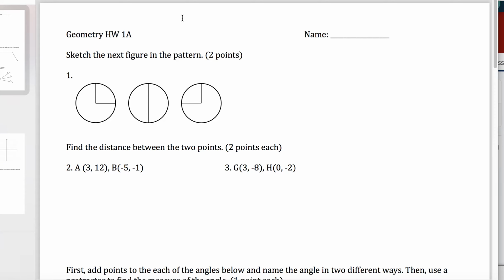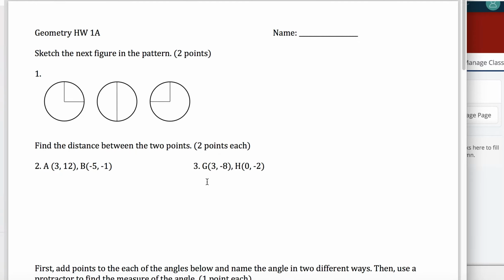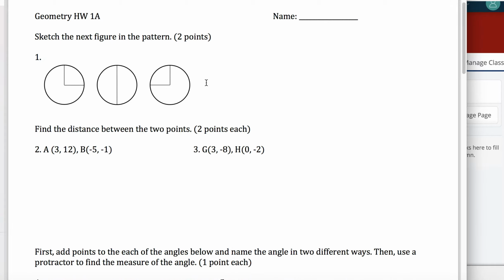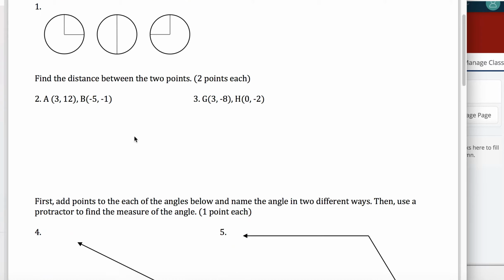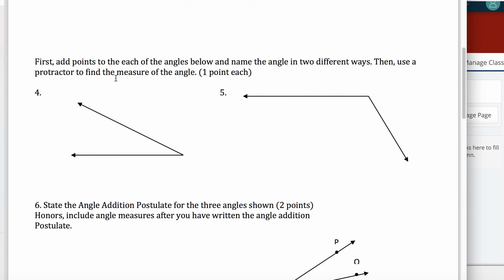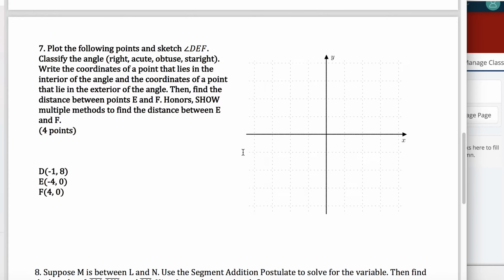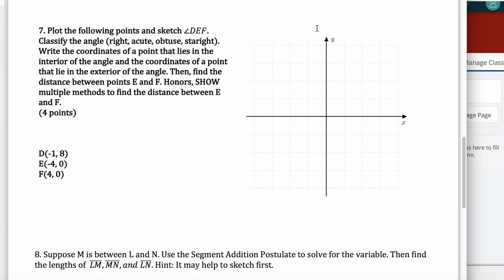And you did this assignment last, and this is a really good assignment to tell you what you need to be able to do on your upcoming test in terms of recognizing patterns, using the distance formula to find the distance between two points, naming angles and measuring angles, using the angle addition postulate. And here, this is a great problem, number 7, being able to do all of this. Plot points, sketch an angle, classify the angle as right, acute, obtuse, or straight. Well, that's spelled incorrectly. I'll have to fix that. Writing the coordinates of points, interior points, exterior points, finding the distance between those 2 points, all of that stuff.